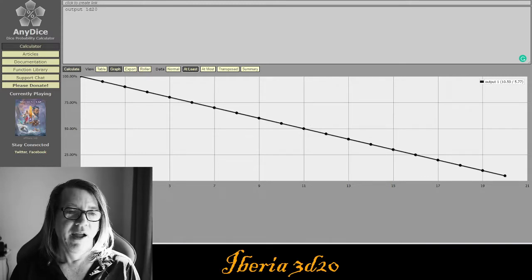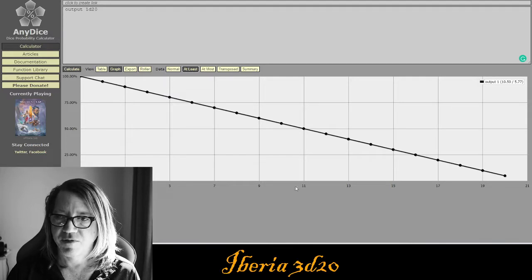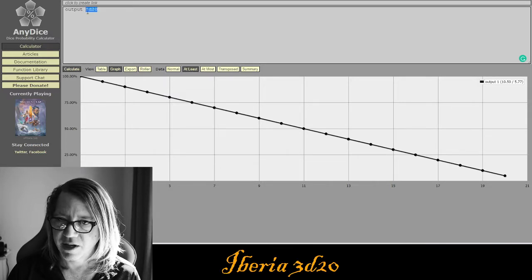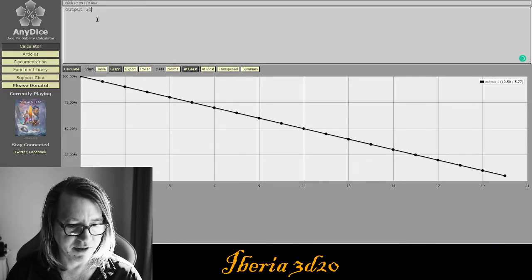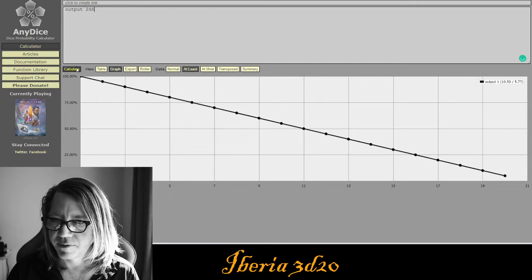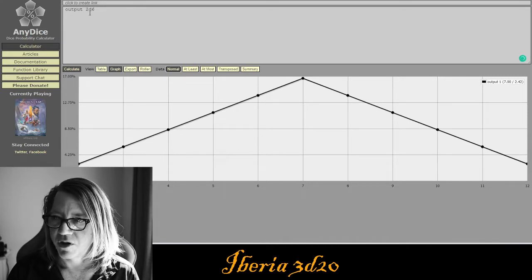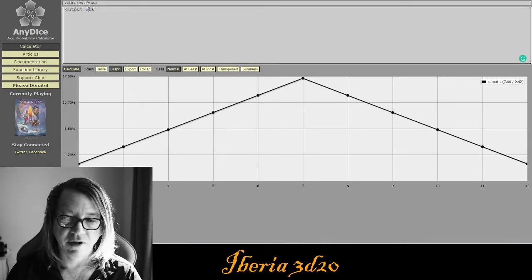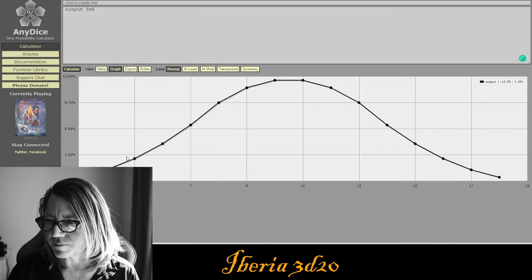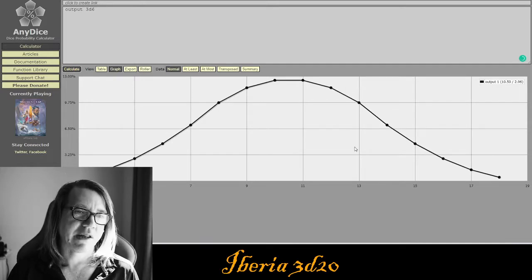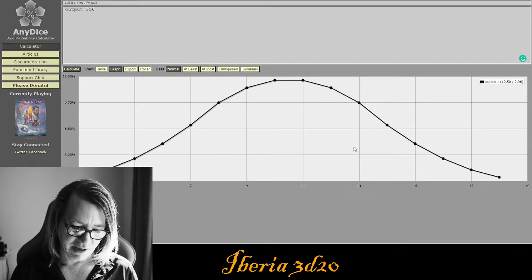So how can I create this distribution function? I'll show you on a graph. I'm going to put in the 2d6 here, and you get that nice distribution curve. In fact, if you use 3d6, you get a really nice, beautiful curve. How can I create that and simplify the solution down?